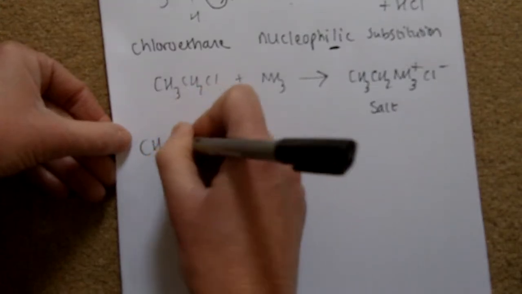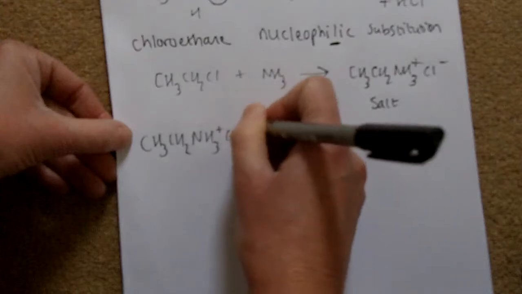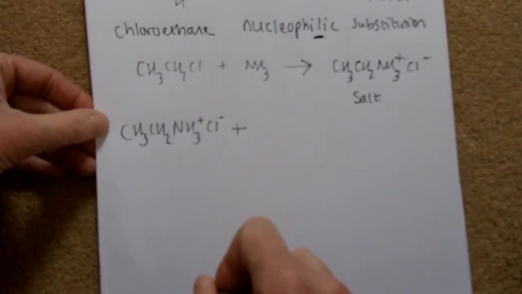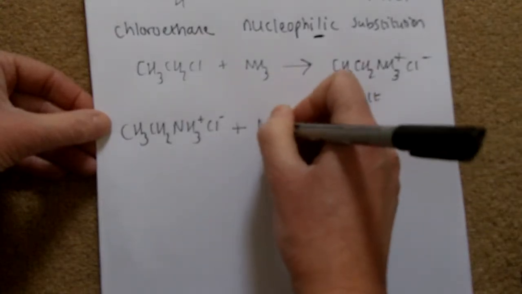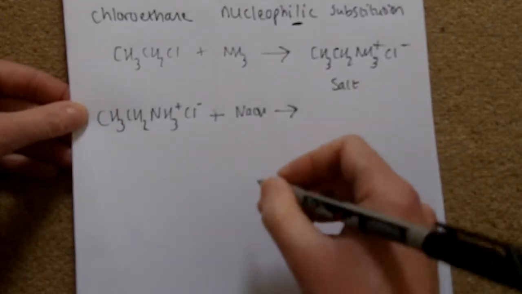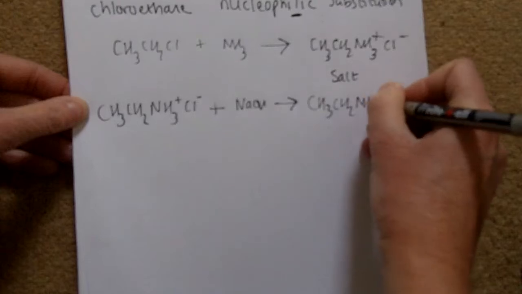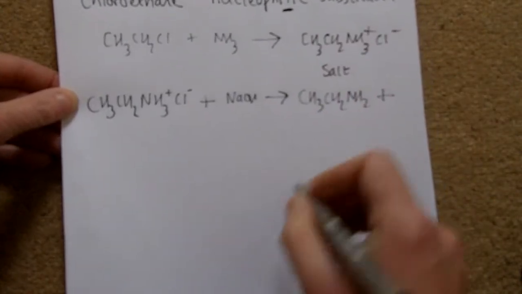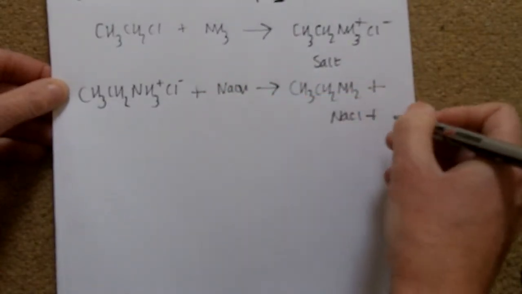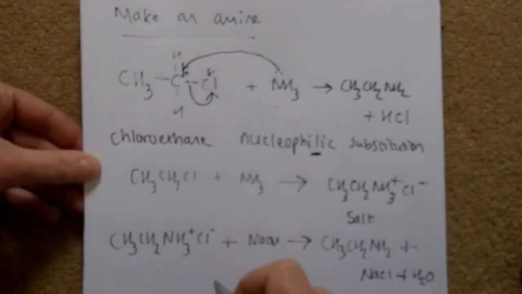Okay, quite a lot of amine molecules have got quite a fishy, kind of fishy smell. Okay, so ethyl ammonium chloride, what you do is you add sodium hydroxide and that releases the amine. So you have CH3CH2NH2, which releases the amine, plus you're going to have sodium chloride, plus you're going to have water, aren't you? Water, okay? That's how you make an amine.